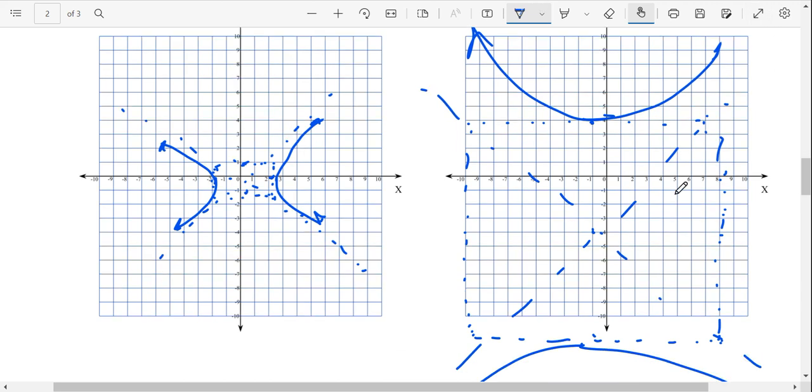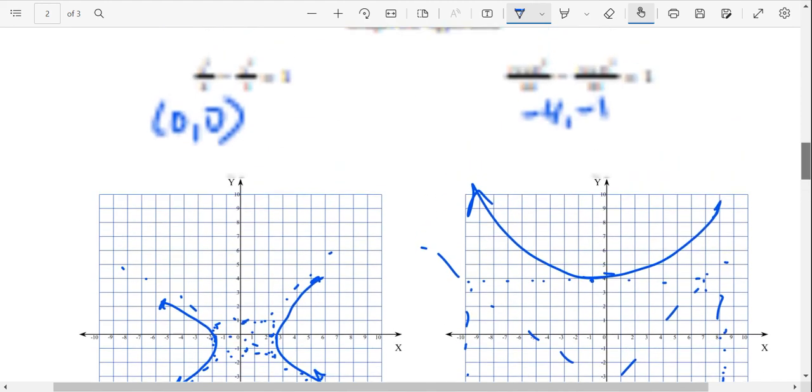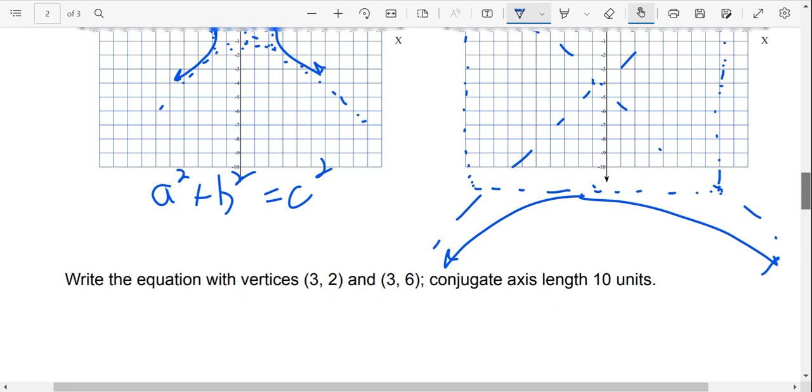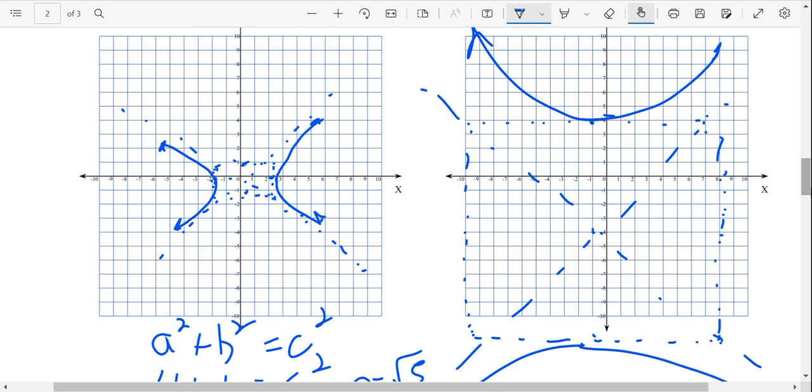What I did forget to do was solve for the foci in both of them. So remember, a squared plus b squared equals c squared. You have a squared and b squared already. A squared is 4, b squared is 1. So it's going to be 4 plus 1 equals c squared. So c is going to be equal to root 5. So we're going to just add root 5 over here. So root 5 is about 2 over, so it's going to be right there. And so we're going to have 2 plus root 5, comma 0. And then we're going to have negative 2 minus root 5, 0. And there you have it.